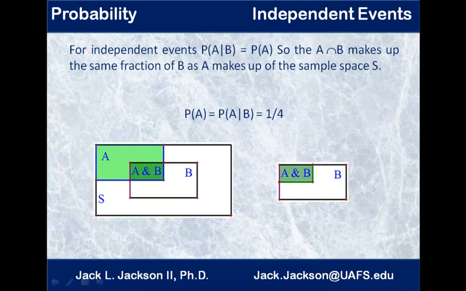Whereas the probability of A is the probability of drawing from the full sample space. So it's the area of A divided by the area of this whole S. And that turns out to be 1/4 as well. This is the special relationship that we have when we have independent events.